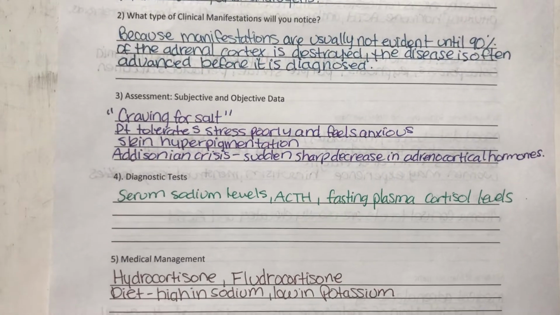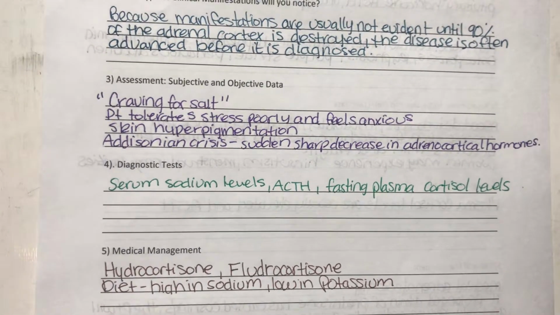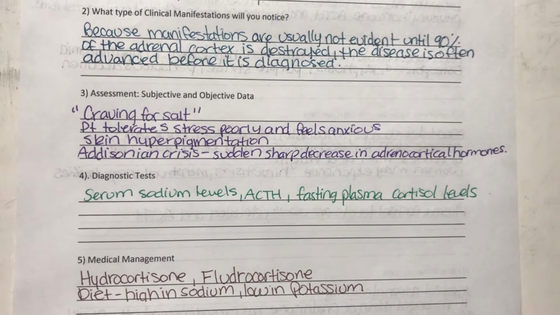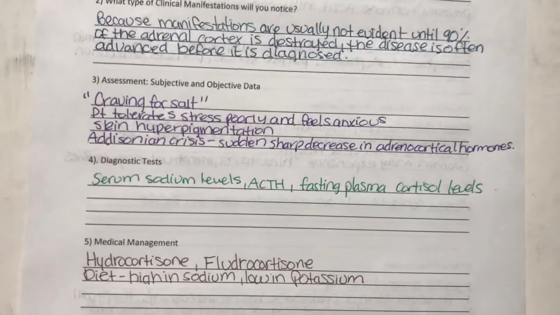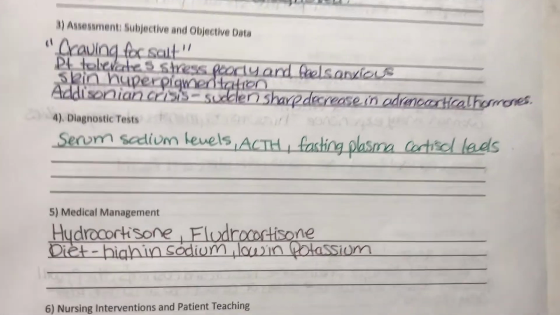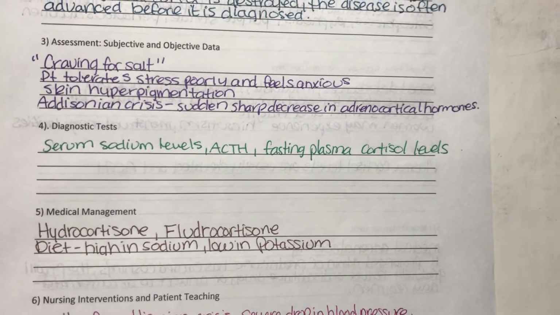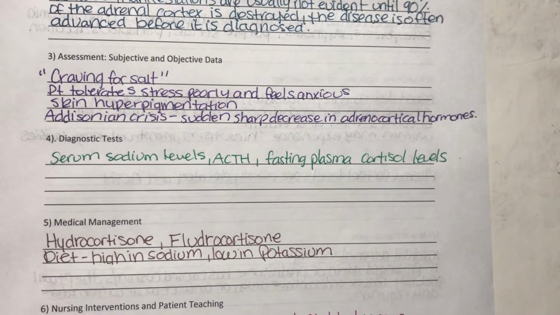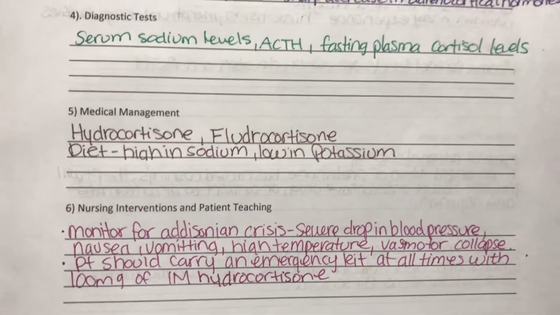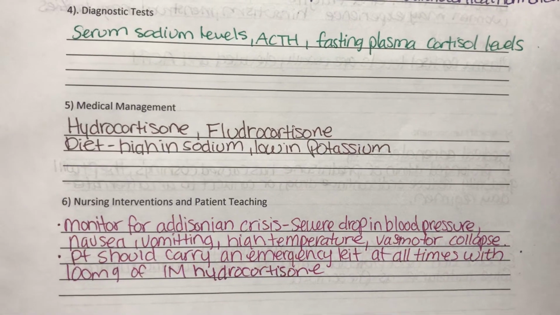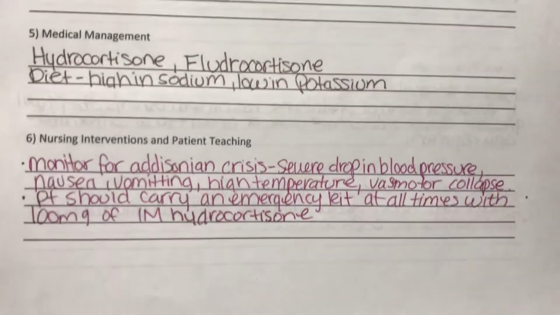You're going to have skin hyperpigmentation, and you can have what's called the Addison's crisis, which is a sudden sharp decrease in your adrenal cortical hormone. So when your hormones take a dive, it's called this Addison crisis. So they're going to run diagnostics on their sodium levels because, again, they're craving salt, your ACTH, and your fasting plasma cortisol levels. So medical management, they're going to give hydrocortisone, fludrocortisone, and their diet's going to be high in sodium and low in potassium.